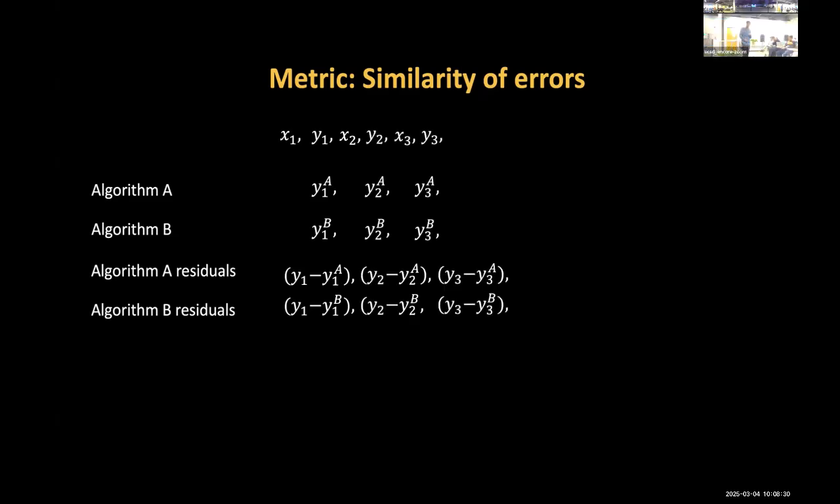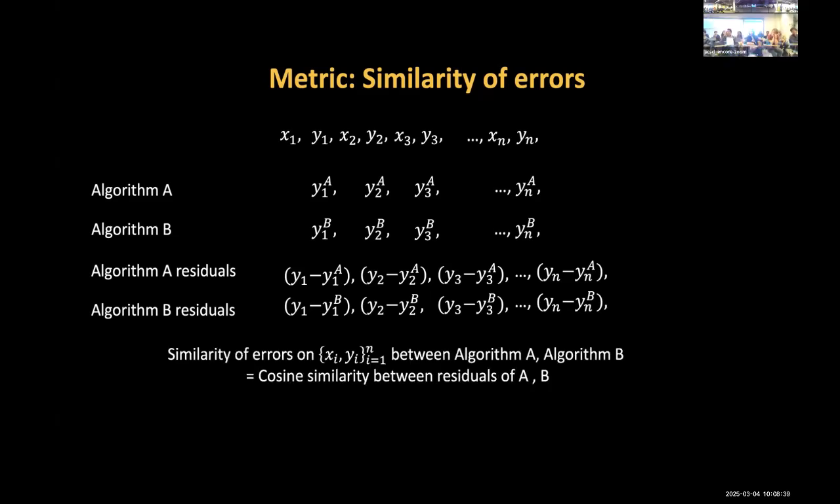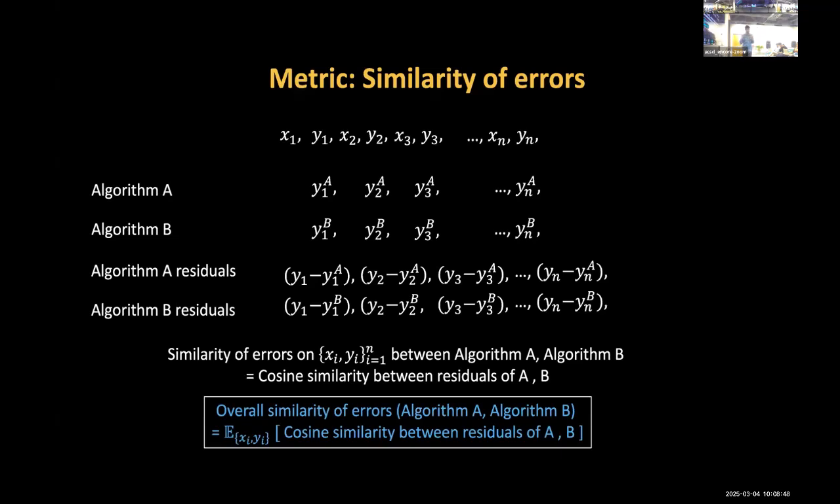And look at this for the entire sequence, say up to xn, and then you have this vector of residuals for these 2 algorithms. And then we just take the similarity of errors of these two algorithms to be the cosine similarity between these two vectors of residuals. And overall similarity of the errors between these two algorithms will just be the expected cosine similarity over sequences drawn from this data generating distribution that I talked about. So we're just comparing how similar these two algorithms are in terms of the errors that they're making.